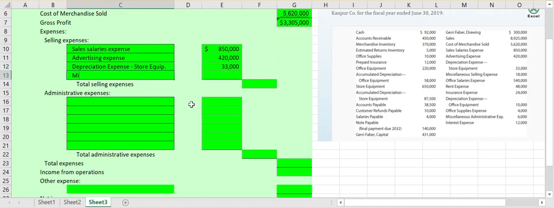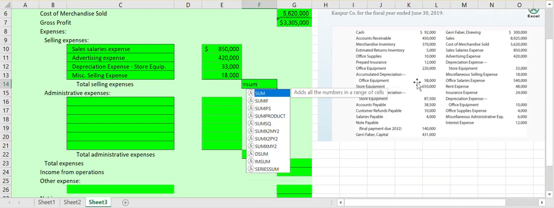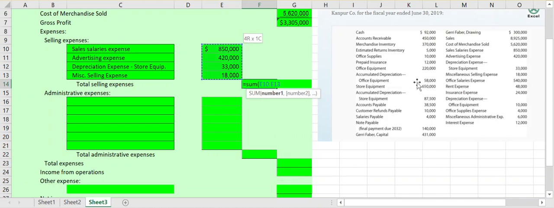And then we had a miscellaneous selling expense in total of $18,000. So remember, miscellaneous expenses always come last in each section. So anything after miscellaneous selling expense would mean that we're dealing with administrative expenses next. So we're going to total those up to figure out how much we have in total selling expenses for that period, and that goes into that middle subtotal column for us.